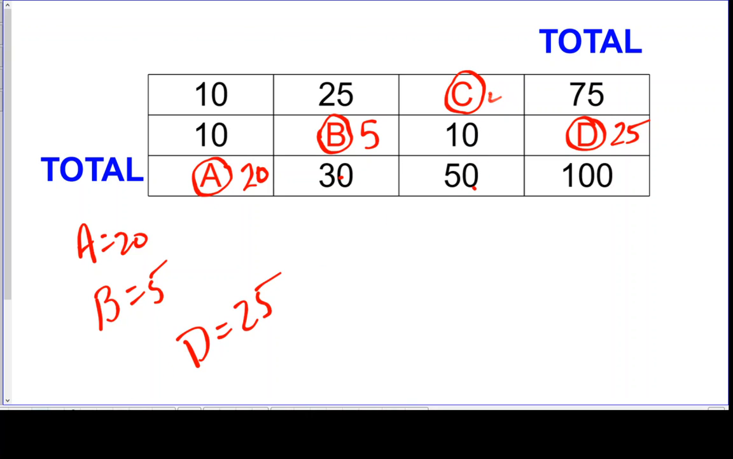Or, what if you wanted to look at the row? You know that 10 plus 25 plus C has to be equal to 75. So if you take this 10 and 25, that gives you 35. And if you take it away from the 75, 75 minus 35 leaves you with 40. And do you see that, looking at the row, you also get a C value of 40.